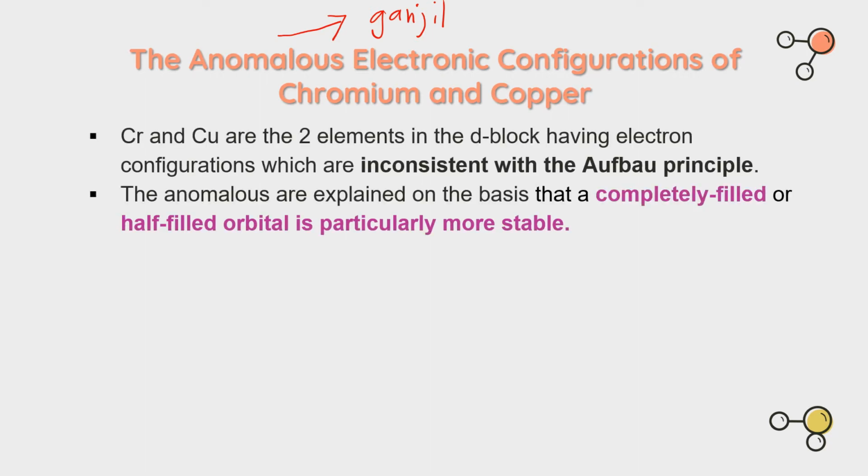Chromium and copper are the two elements in the d block having electron configurations which are inconsistent with the Aufbau principle, meaning that the electronic configurations of copper and chromium do not follow the Aufbau principle. The anomalies are explained on the basis that a completely filled or half-filled orbital is particularly more stable.